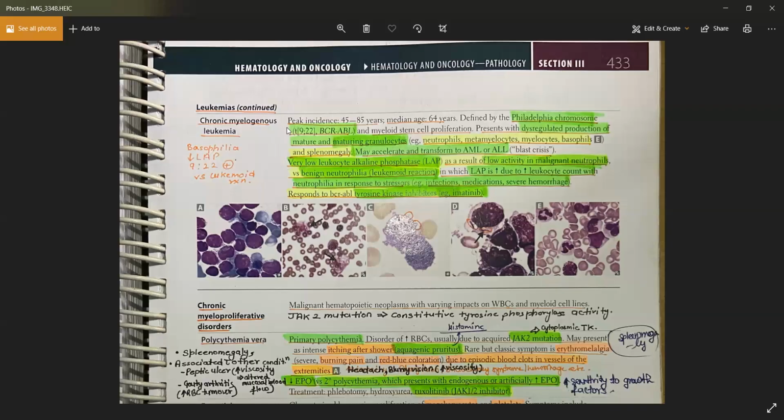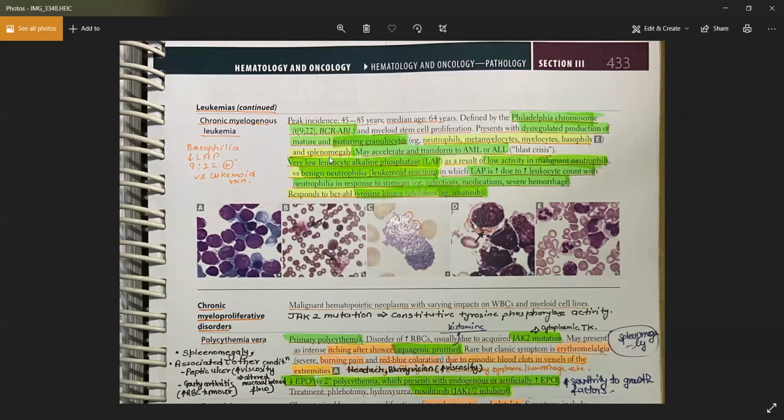It happens because of a 9;22 translocation, which can lead to the BCR-ABL gene fusion, and this chromosome is known as the Philadelphia chromosome because the disease was identified first in Philadelphia. That's why the name. And so you will have a dysregulated production of the mature and maturing granulocytes because we have discussed that the tumor is of myeloid cells, which means the granulocytes, right? So what you will get is the neutrophils, the myelocytes, as well as the basophils.